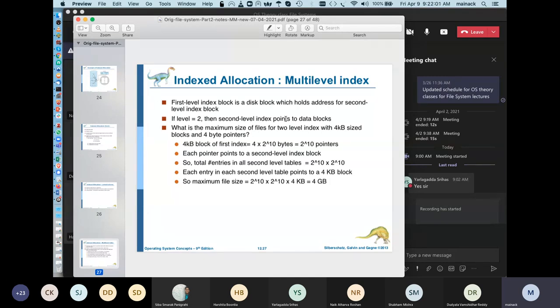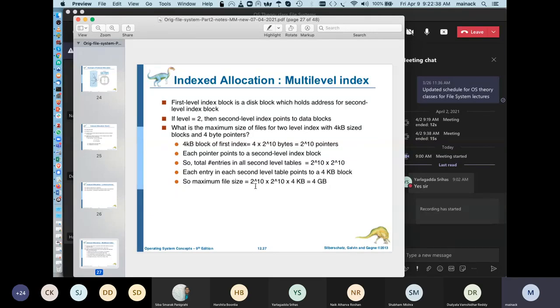Then the first index table, there's a two-level index. The first index table will have 4 kilobyte divided by 4 byte number of pointers, which is 2 to the power 10 pointers. And each of these pointers point to another index table. The total number of entries in all second level tables is 2 to the power 10 multiplied by 2 to the power 10, and each entry in these 2 to the power 20 total entries points to a 4 kilobyte block.